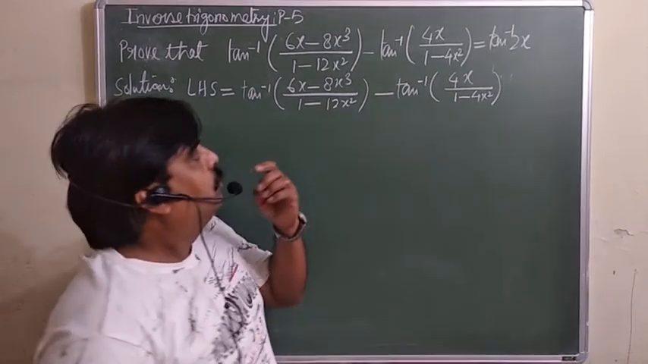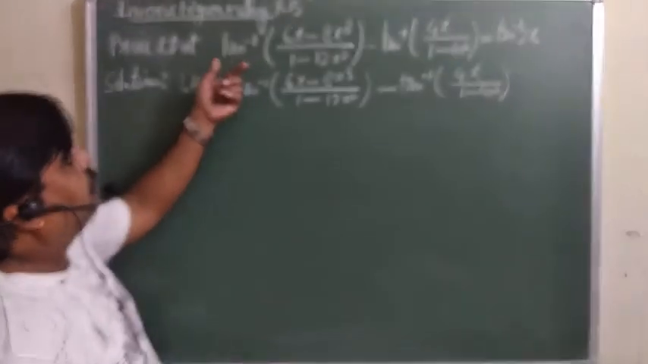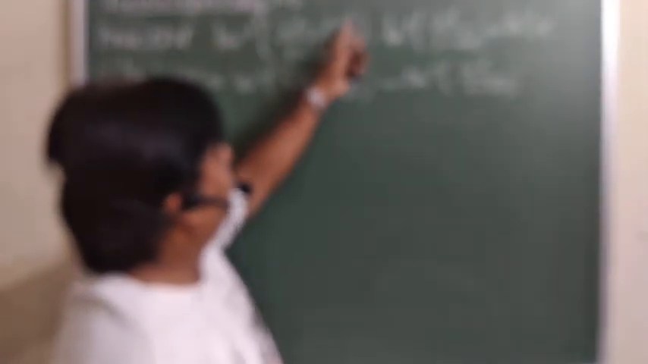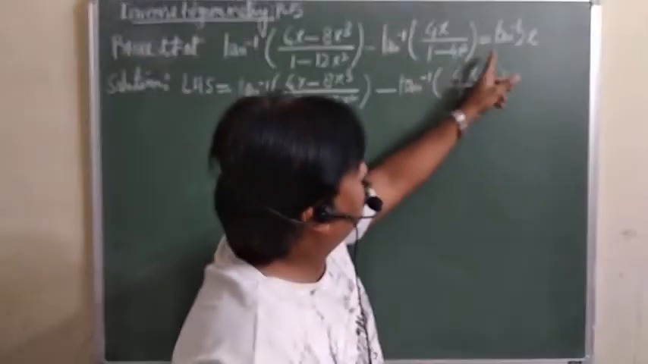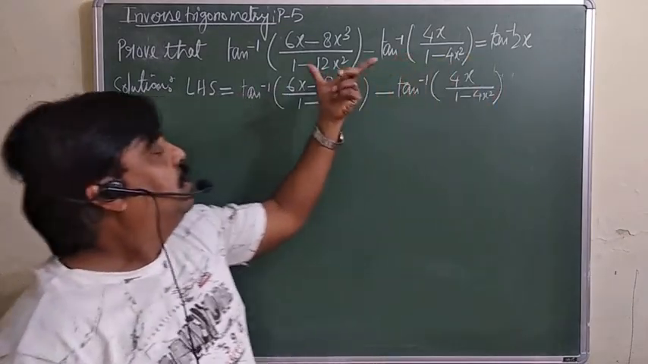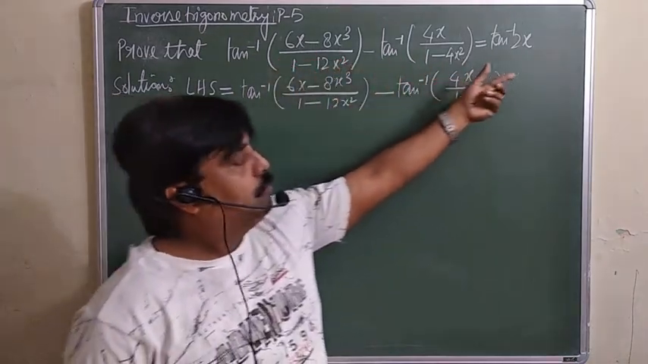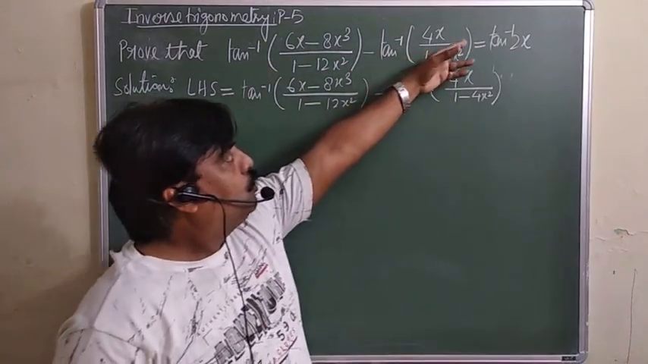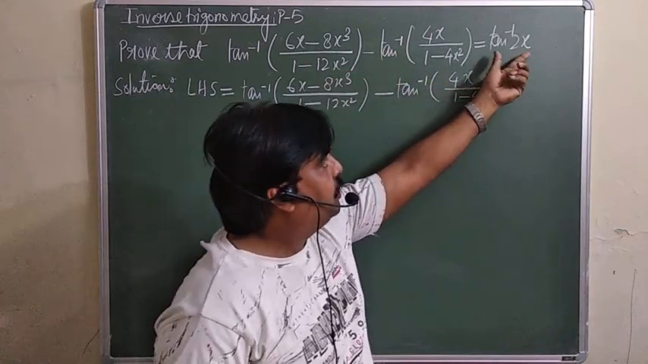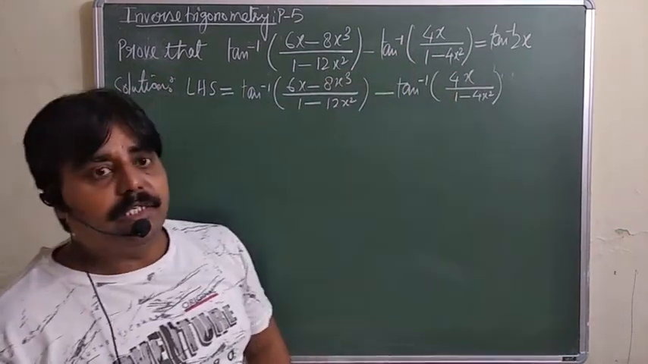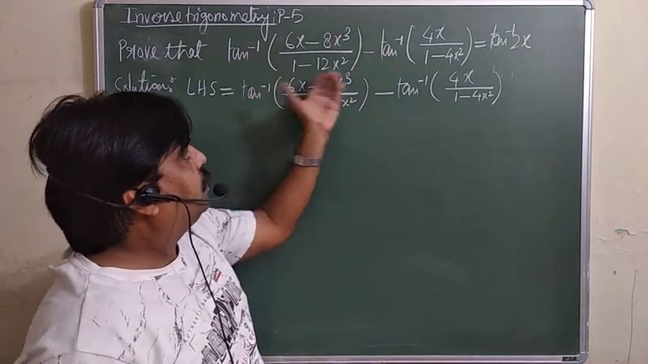Okay, now one more question. Here is the proof: tan inverse of 6x minus 8x cube over 1 minus 12x square, minus tan inverse of 4x over 1 minus 4x square, is equal to tan inverse 2x. We are supposed to prove this is equal to this one. See, if you apply tan inverse x minus tan inverse y and try to get this tan inverse 2x, it is quite complicated. So this is actually a tricky question.